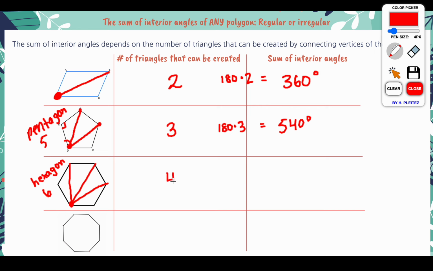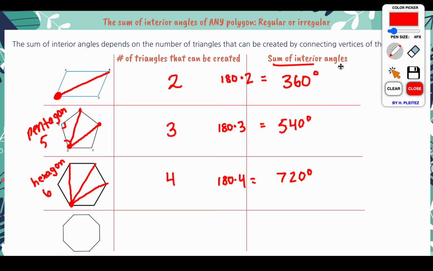So this is 4 triangles that are created. So here we do 180 times 4, and that would give us 720 degrees. So in any hexagon, regular or irregular, I know my sum of interior angles is going to be 720. I know I put what looks like regular polygons in these images, but again, this can be true for irregular as well.